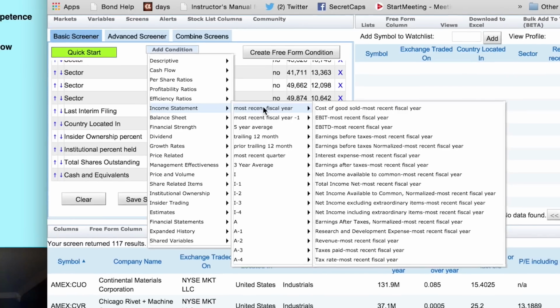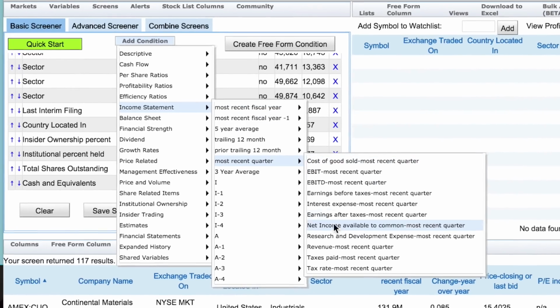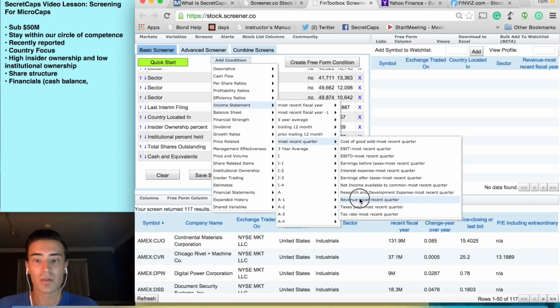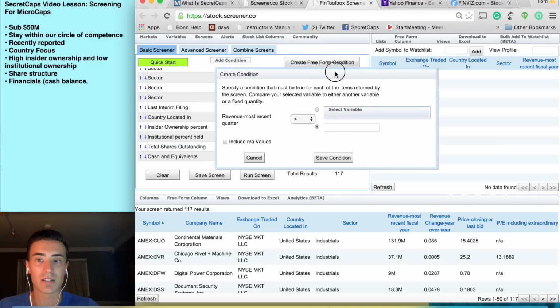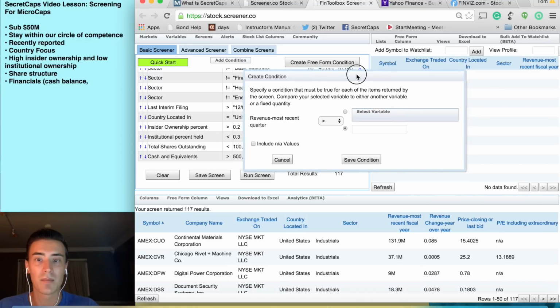Go to income statement. We go to most recent quarter, and we can go to revenue, most recent quarter. So we're looking for companies that have had revenue in their past reported quarter. Looking at pre-revenue companies is extremely difficult. You're adding another complex layer to an already complex space, which is microcap investing.